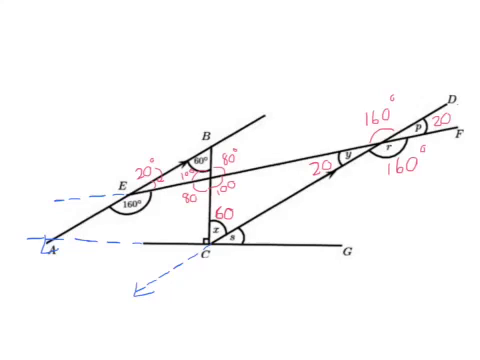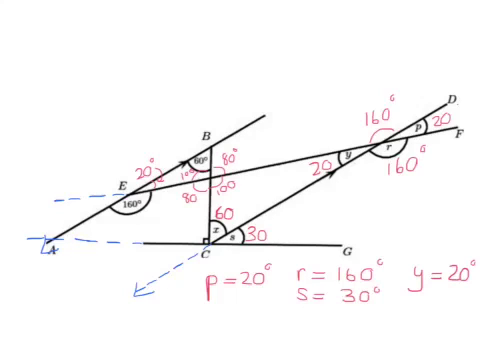Which means that S must add with 60 to become 90. So S must be 30. Okay, and as my solution, I'm going to explicitly write out the values of everything I need to find. So I can say P equals 20 degrees, R equals 160 degrees, S equals 30 degrees, Y equals 20 degrees, and X equals 60 degrees. And that's my final solution.